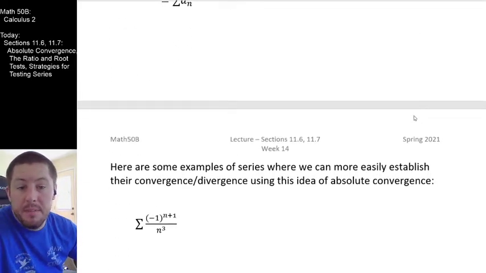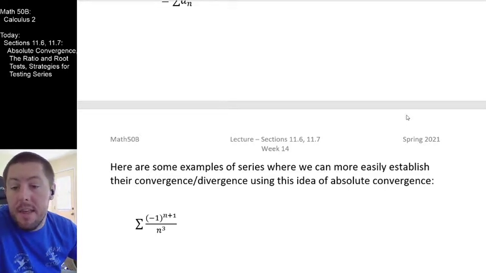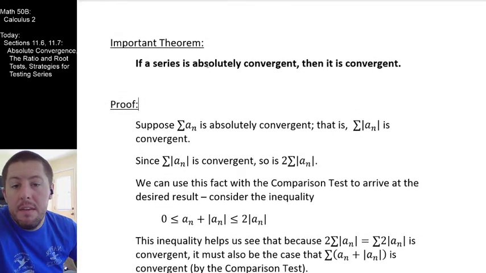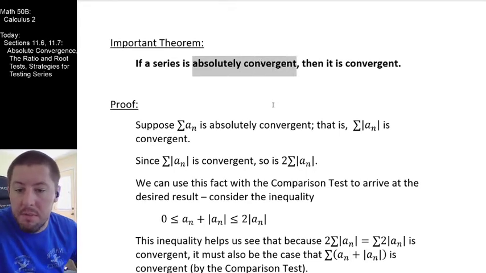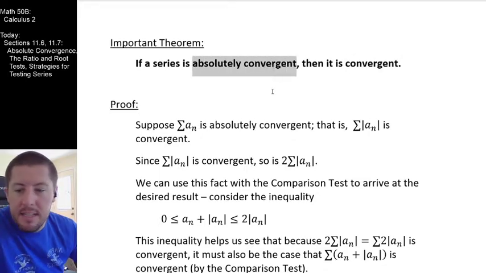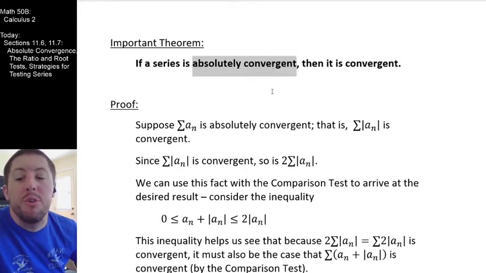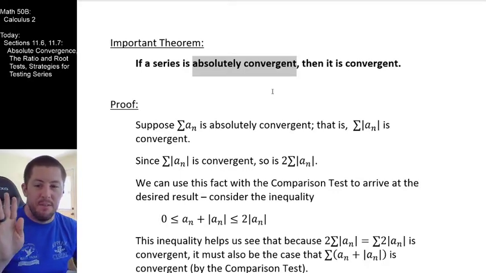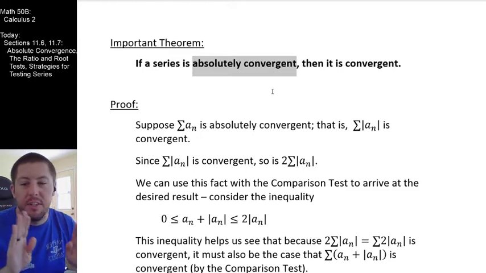So here are some examples of series where we can more easily establish their convergence or divergence by finding that they are absolutely convergent rather than showing that they are regular convergent. So even though this is a stronger requirement, a more difficult to achieve threshold, sometimes it's easier to show absolute convergence than it is to show convergence. Just because it's difficult for a series to have this property, that doesn't tie to the fact that it's difficult for you to prove that it has that property. Difficult to achieve versus difficult to prove, not necessarily related right there.